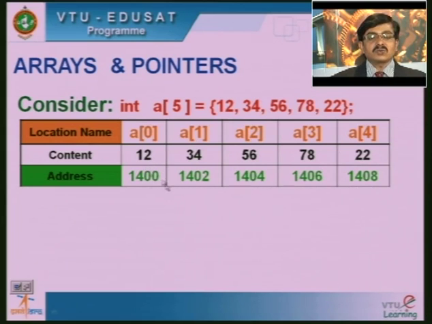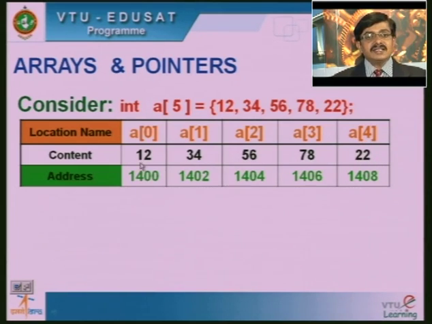You can see 1400 and 1401 are the 2 bytes associated with A of 0, the 0th element, and 1402 is the base address of the second element, A of 1. The other byte is not shown, only the starting address of each memory location is shown here. The base address of the 0th element is 1400, for the value 34 it is 1402, for A of 2 it is 1404, for A of 3 it is 1406, and for A of 4 it is 1408. So 1408 and 1409 together form the 2 bytes of memory allocated for A of 4.